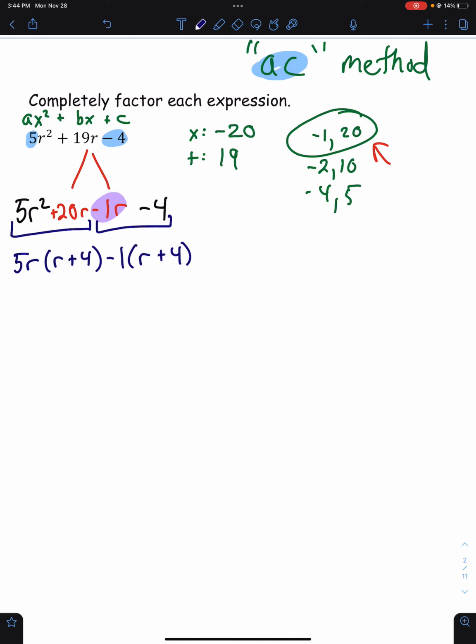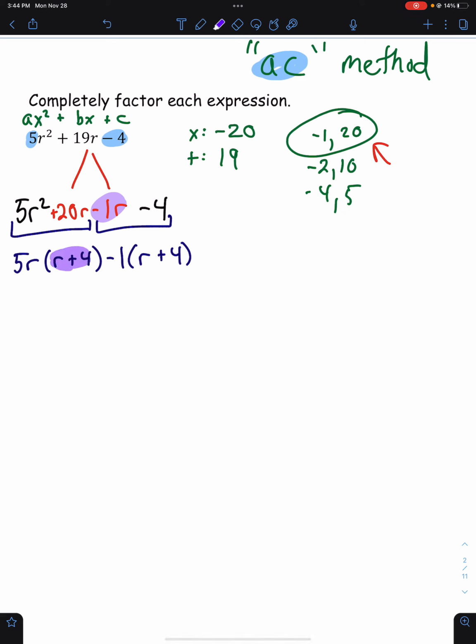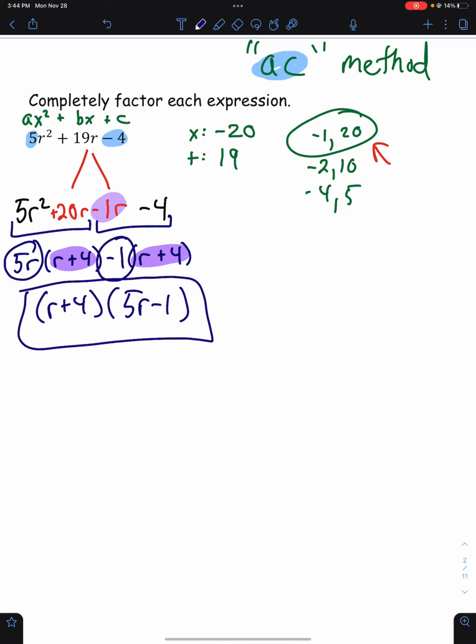And this is when you should know you are correct, because I have r plus 4 and r plus 4 here. So I have the same factor in each of these. So that's when you know, okay, 99.9% of the time, this is correct. So now you can just factor out the r plus 4, and what you're left with after you take out the r plus 4 is 5r minus 1. And that is our factored answer.